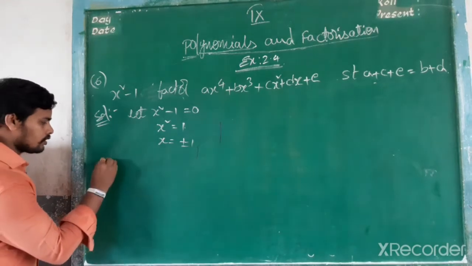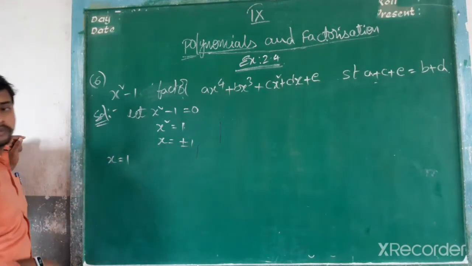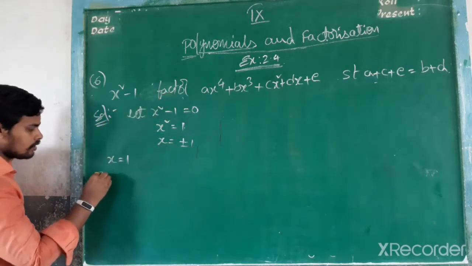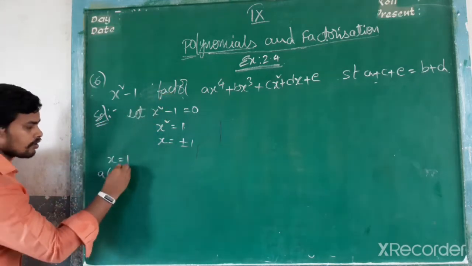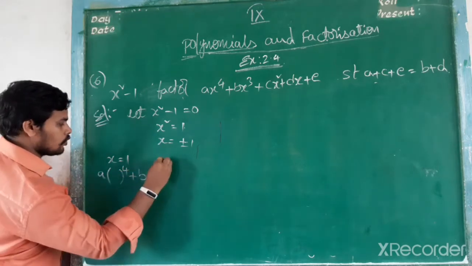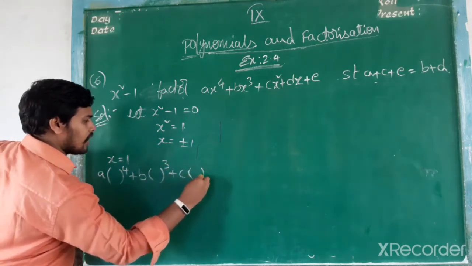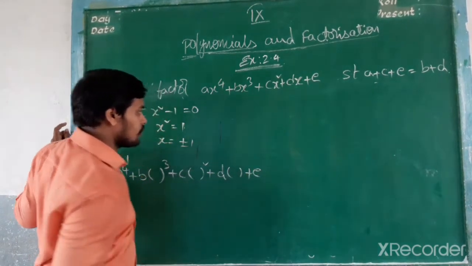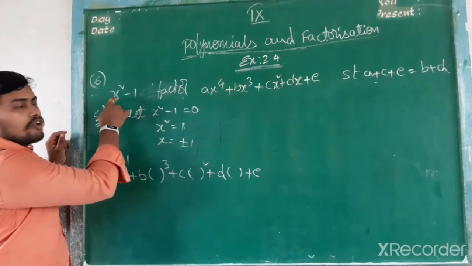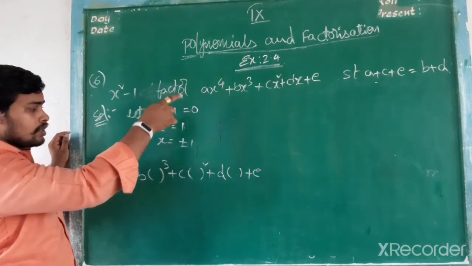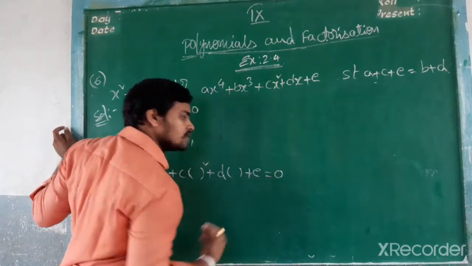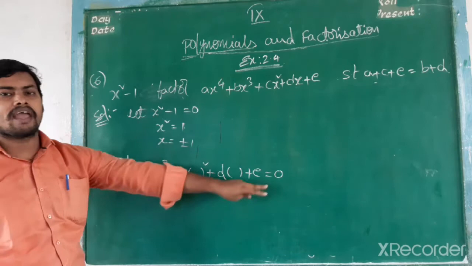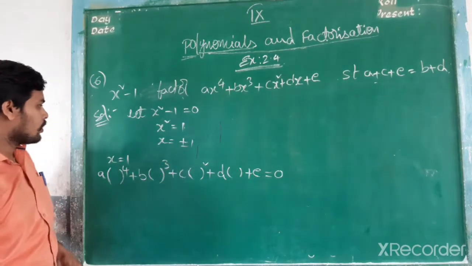Now here x equal to 1 first. I have to substitute this value in this given polynomial: ax power 4 plus bx cube plus cx square plus dx plus e. Already x square minus 1 is a factor of this one, that's why I have to place 0 here. Already he told that x square minus 1 is a factor, that's why I have to put 0 here.